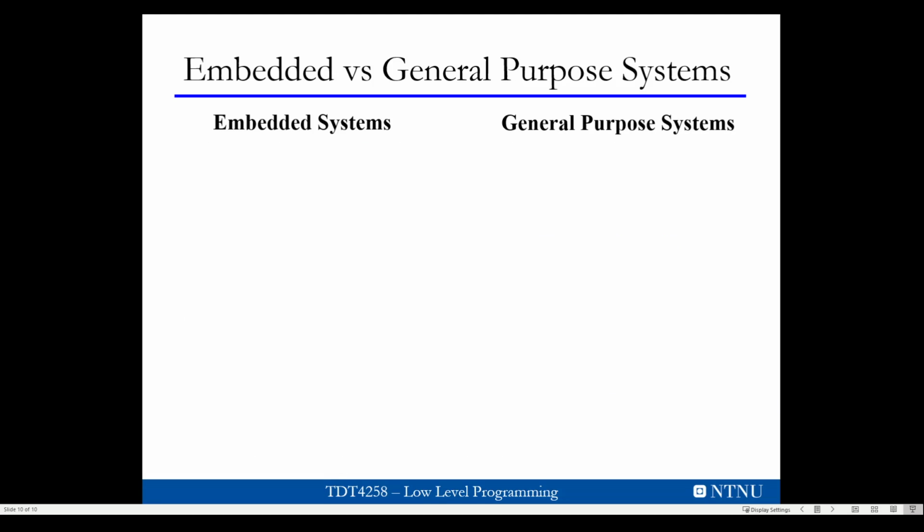Okay, now let's compare embedded systems with general purpose systems. As we know, embedded systems are designed only for a few applications, and these applications are known at design time. So when you are building your system, you know what application you are going to execute on it. Whereas general purpose systems are for a broad range of applications. When you are designing the system, you do not even know what you are going to execute on it.